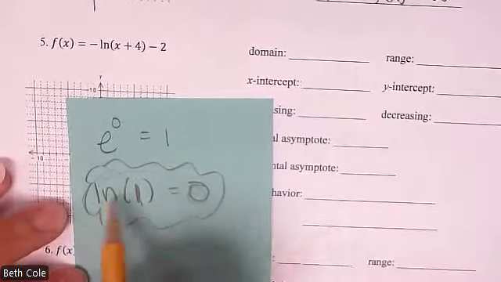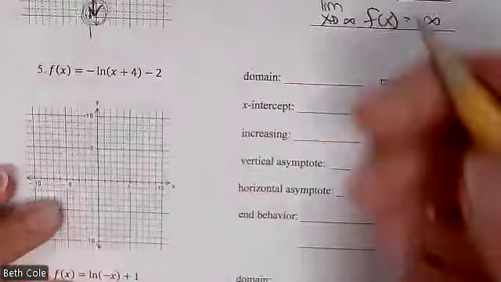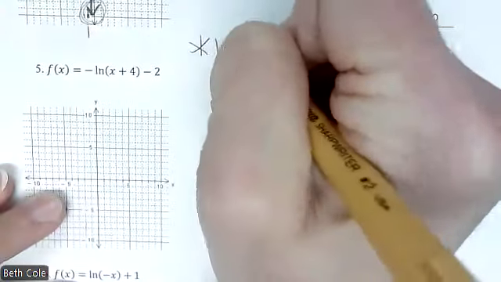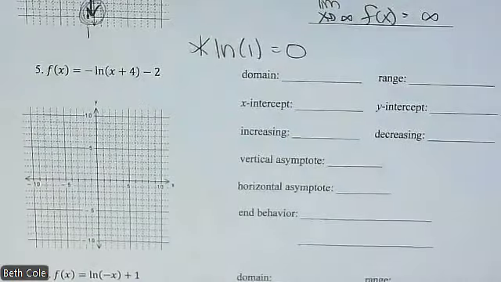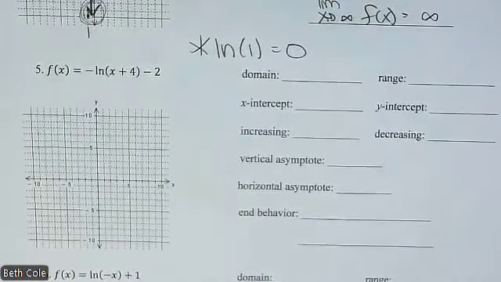But anyway, ln of 1, actually, you know what? Let's write that in our notes. These are your notes and they're for you. So let's write that: ln of 1 equals 0. That's one that you've got to know. e to the 0 power is 1. That's what that means. All right.